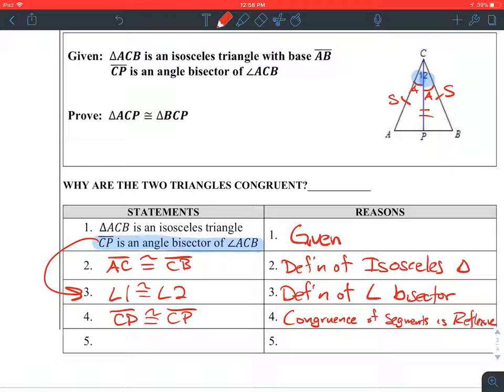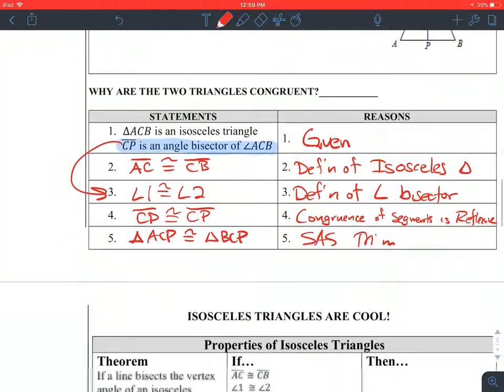I would accept that. So now in our picture, we have side angle side, side angle side. We can conclude from this that triangle ACP is congruent to triangle BCP because of the SAS theorem. It's one sassy theorem. Continuing.